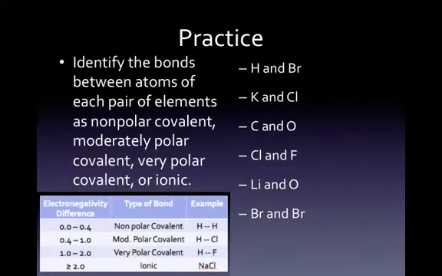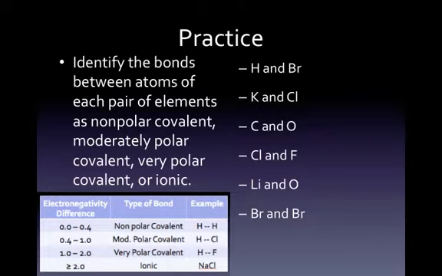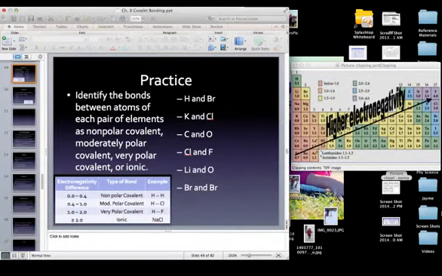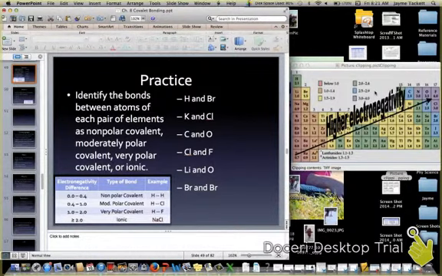Alright, so let's do a little bit of practice now. Identify the bonds between atoms of each pair of elements as nonpolar covalent, moderately polar covalent, very polar covalent, or ionic. So, we are going to exit out of presentation mode, hopefully, so that we can see our periodic table with the values over here.